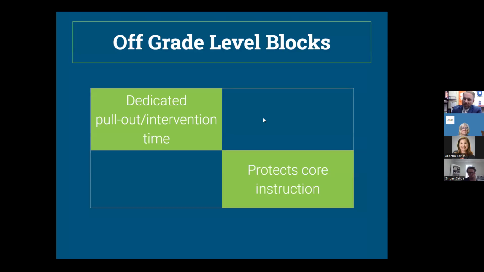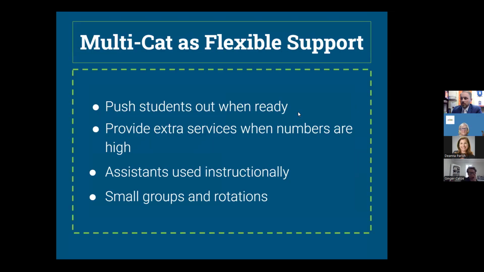Again, just like I told you, we have a dedicated blocked off time, and then we're protecting that tier one time, that tier one instruction. I think that's a thing that everybody asks: how do we make sure that they get this time in the classroom? Well, this makes sure that the teachers know exactly when they're supposed to be teaching these things.